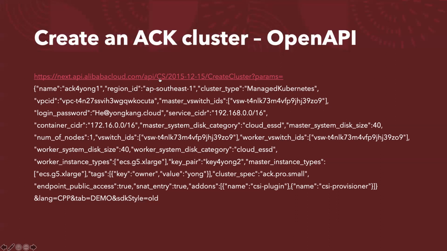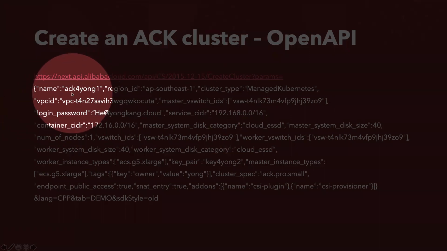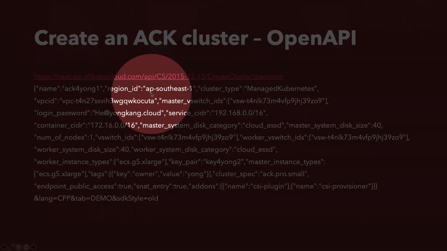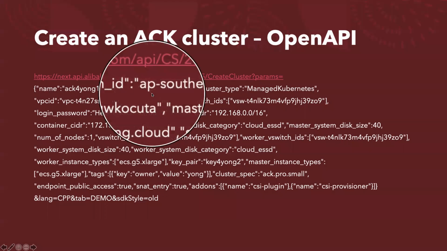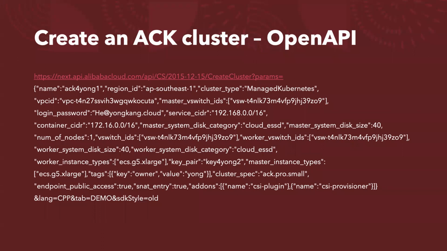The endpoint is next.api.alibabacloud.com followed by CS and the API version 2015. And the command we are using is to create a cluster, followed by the long parameters in JSON format. As you can see from the screen, first of all, you can customize your cluster name. In this case, I was using ACK for Yongkang. And my region ID, I was using AP Southeast 1. Basically, that's the closest region here. Right now, I'm based in Singapore. So I was using AP Southeast 1.